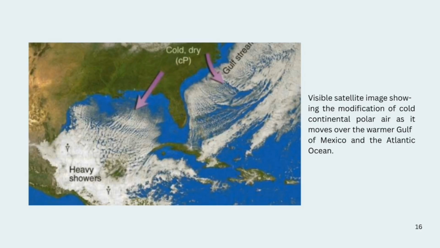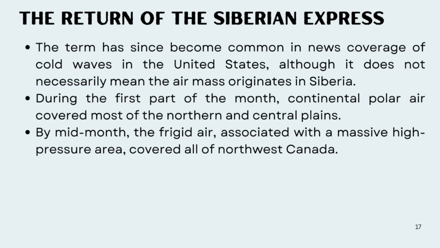So in summary, polar and Arctic air masses are responsible for bitterly cold winter weather that can cover wide sections of North America. This is also a special topic that focuses on the return of the Siberian Express.